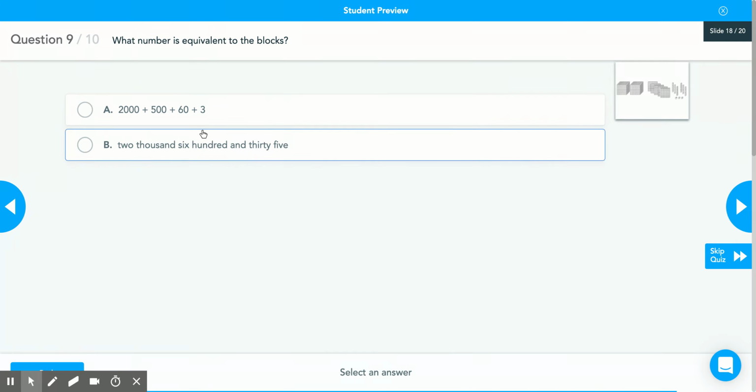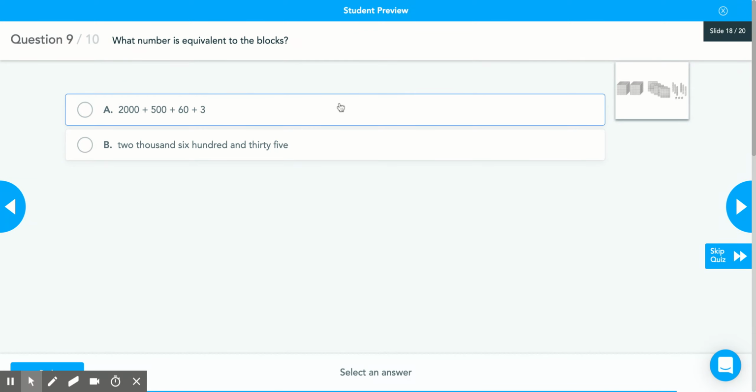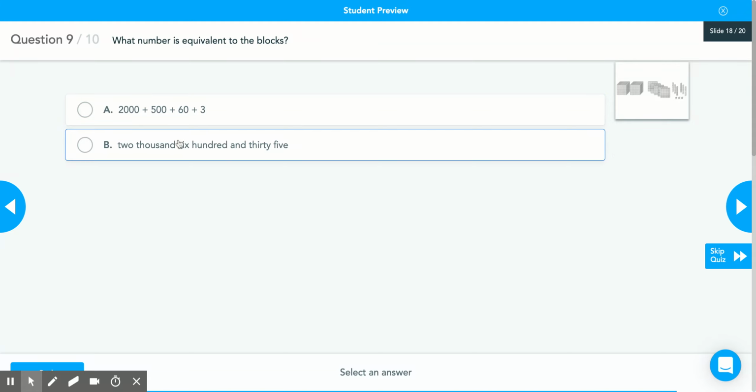Then we have what number is equivalent to the blocks. So as we can see, there are two 1,000s blocks, so we have to look for 2,000 in either the expanded or written form. In A, 2,000 is the first expanded number, so A would be correct so far, and same with B, as 2,000 is represented in words at first. Then we can see we have 500s blocks. So next we need to look for a 500. In A, 500 is in the correct expanded form, so A would be correct so far again.